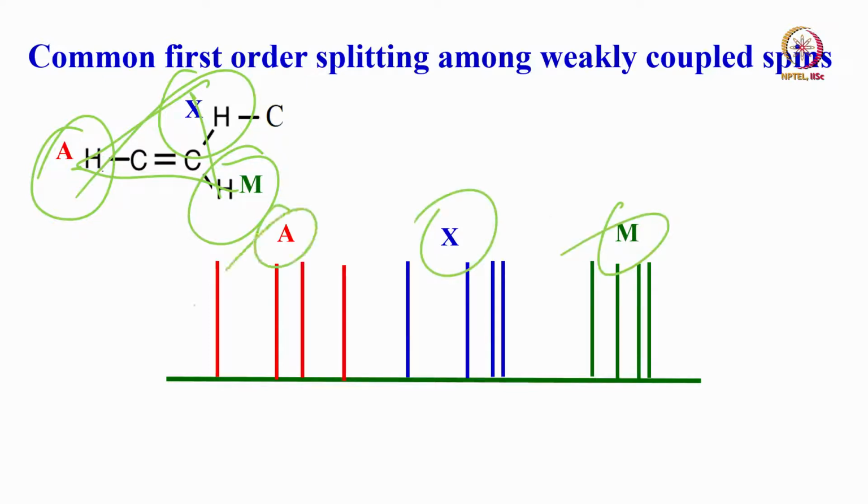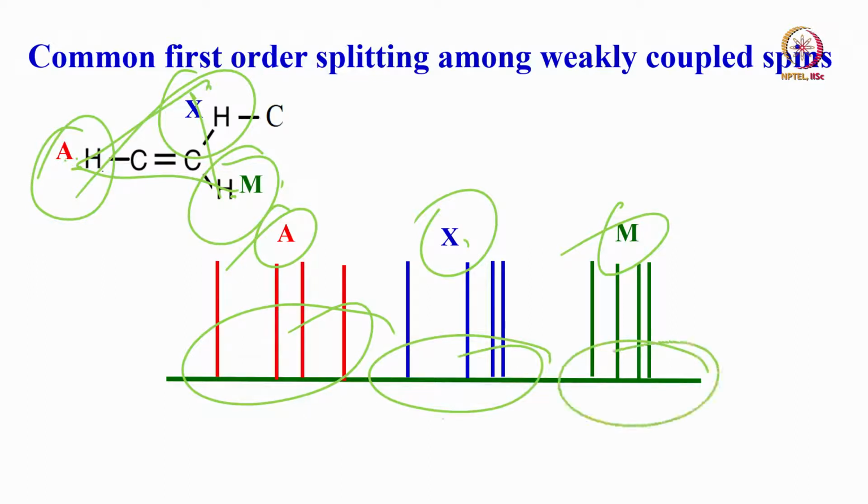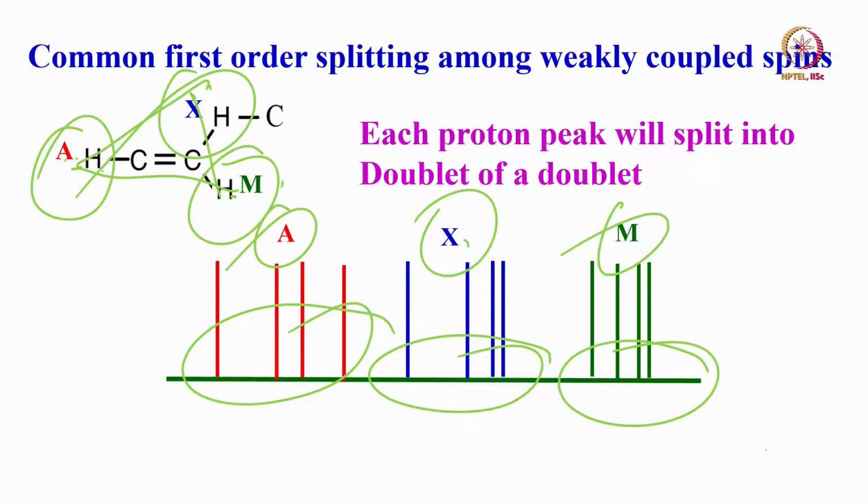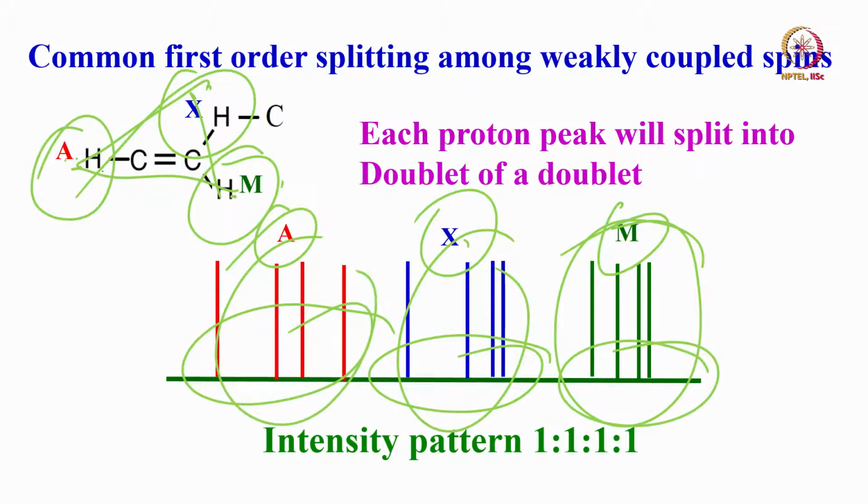Now if I say proton A experiences coupling with proton X and proton M, it is going to be a doublet of doublets. Similarly, proton X experiences coupling with A and with M, so it is also a doublet of doublets. Similarly, M is also a doublet of doublets. These are all called doublets of doublets. Each proton will split into a doublet of doublets. Now you see you can't talk for the entire spectrum at once; I am telling you each group is going to be a doublet of doublets. And the intensity pattern here is 1:1:1:1.